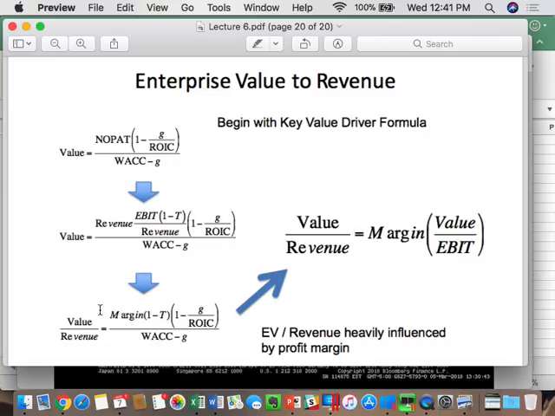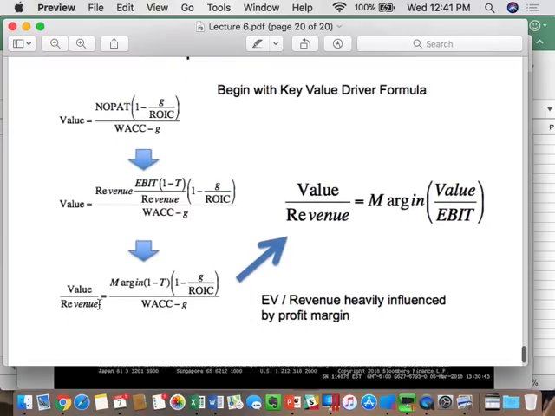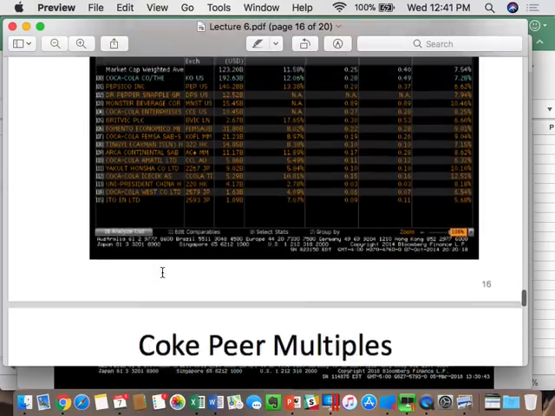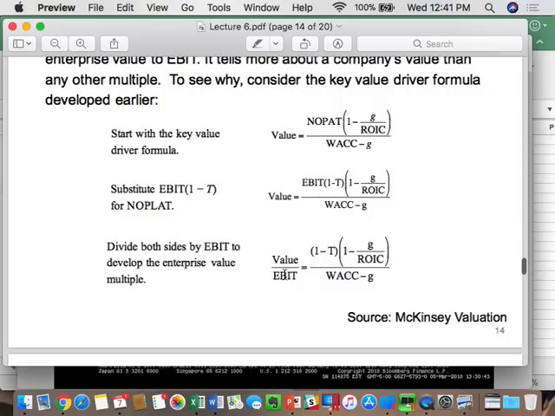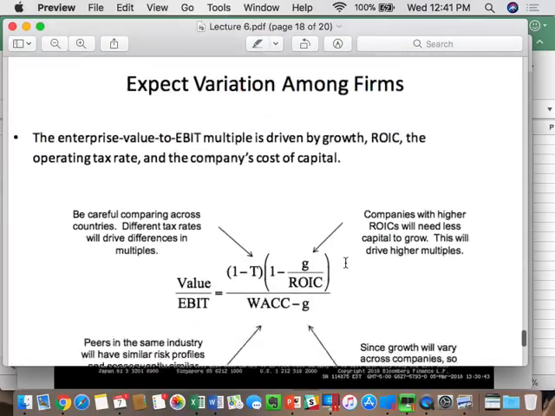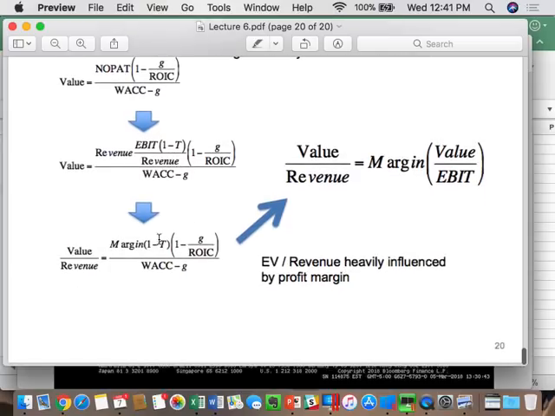This is the formula. What we've done is taken NOPLAT and broken it out into pre-tax margin, which is EBIT, times 1 minus the tax rate. That's mainly what's key to driving the enterprise value to revenue formula. Now, here's what's interesting. In the EV to EBIT derivation, we basically went from this to this, which is 1 minus the tax rate times 1 minus the growth over ROIC, divided by WACC minus G. Again, EBIT and tax rate are broken out rather than just having one NOPLAT. So if you look at this EV to EBIT in the EV to sales formula, that's this.